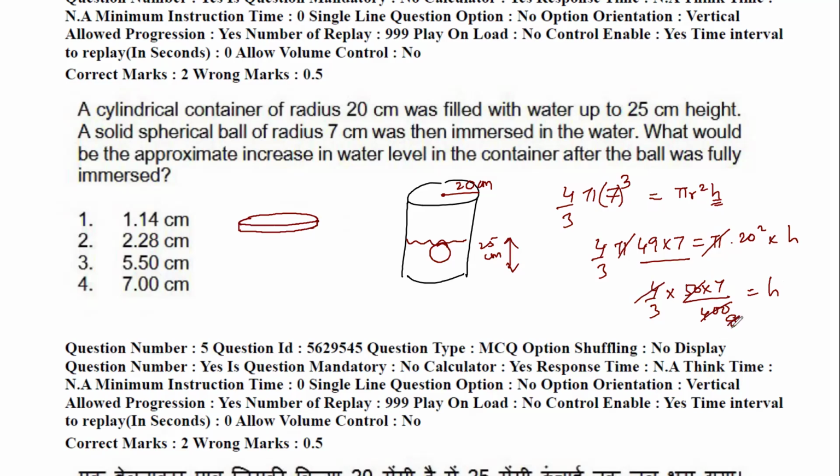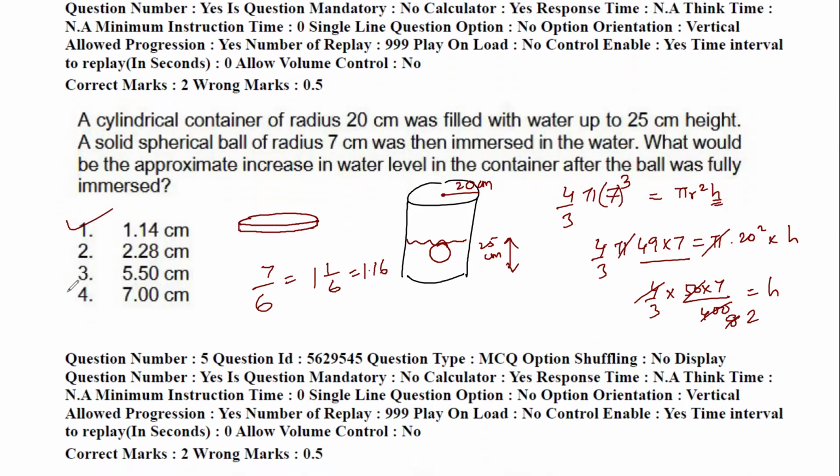Correct. So 4 and this 8 goes twice. So we finally got 7 by 3, 7 by 6. And 7 by 6 is 6 ones are 6, 1 by 6. That's 1.16. So 1.16 closest to A. So therefore, question number 5, the answer is A.